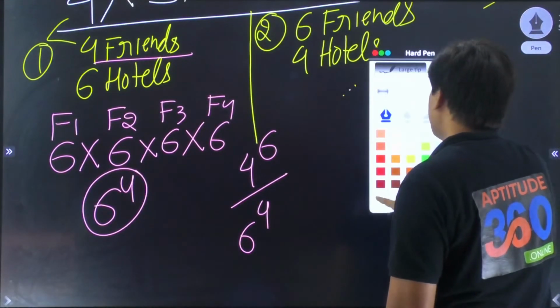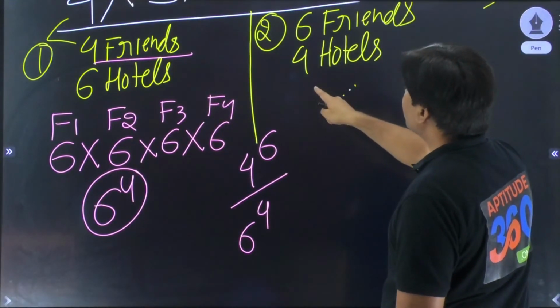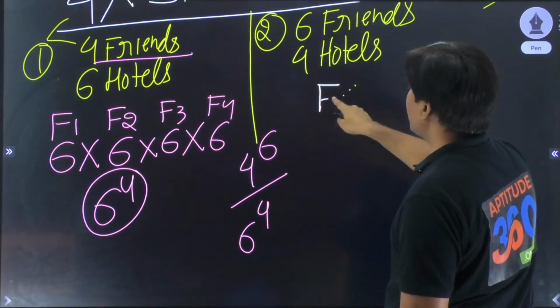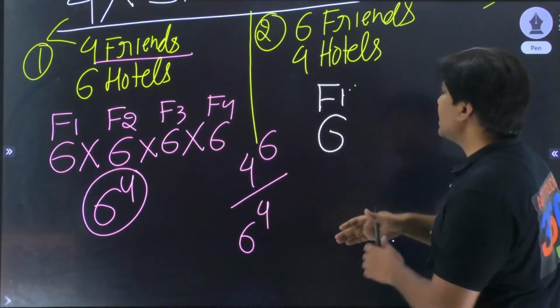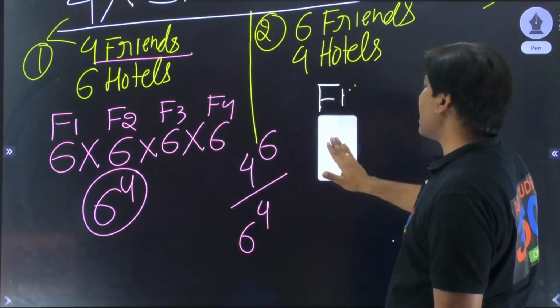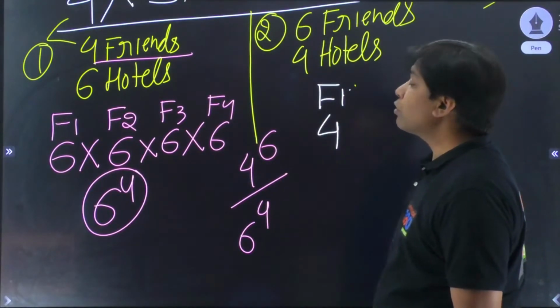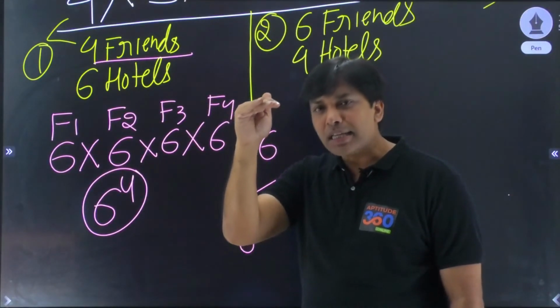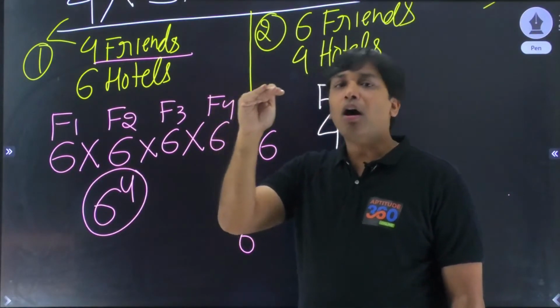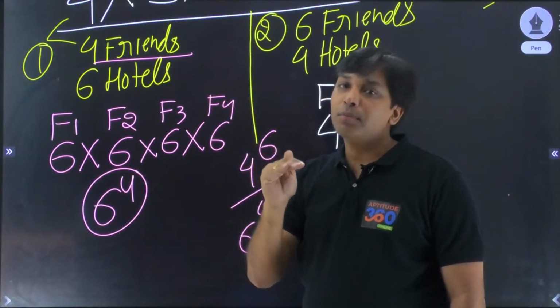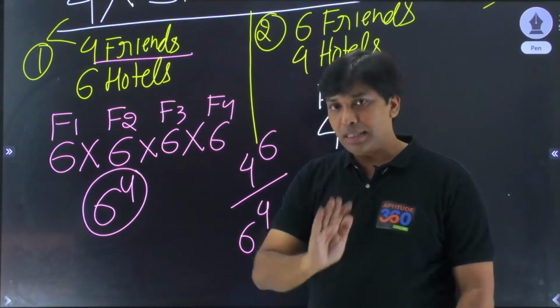And over here we have friend 1. So friend 1 can stay in how many ways? In 4 ways, because how many hotels are we having over here? We have got four hotels. So friend 1 can stay in either hotel number 1 or hotel number 2 or hotel number 3 or hotel number 4. Do we understand this thing?